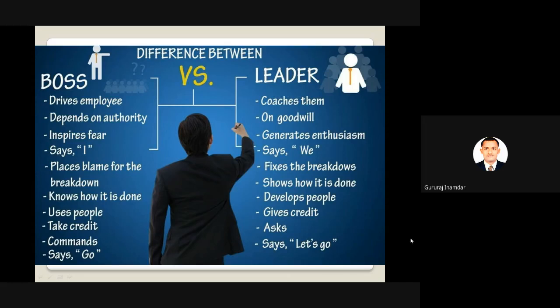Now boss always takes credit and leader always gives credit. Boss will say, I did the work, at the end of work completion, but leader will say, we did this work, like I and we. Boss always says I, and leader always says we. Is it right? So commands: boss will give commands and leader will ask. Boss says, hey, do the work. Leader says, shall we do the work? Okay, so this is a communication difference between boss and leader.